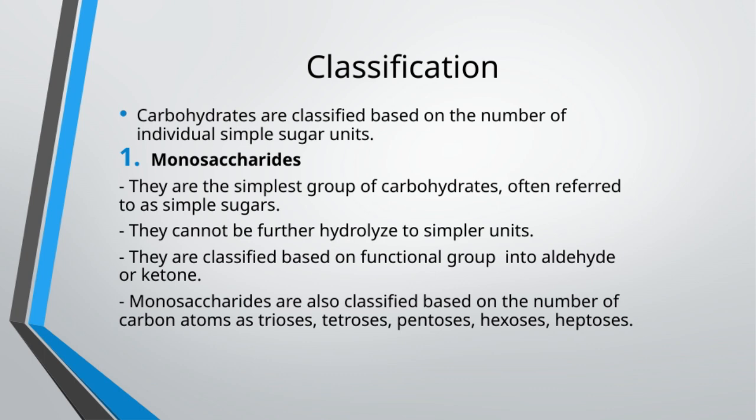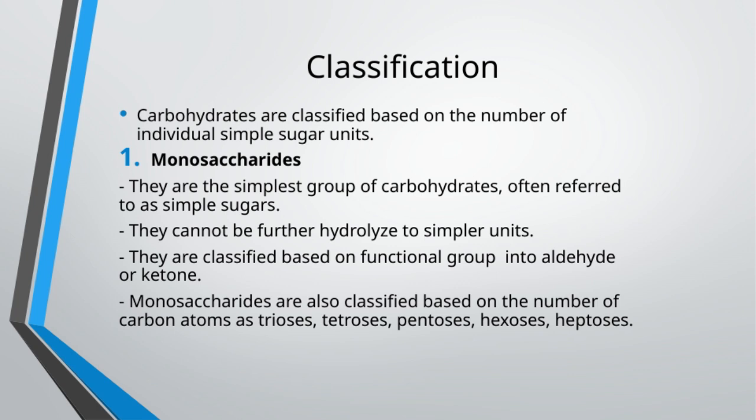When we classify monosaccharides, one key aspect is their functional group. They can have either an aldehyde group or a ketone group, which helps us distinguish between different types of sugars. For example, if the carbonyl group is at the end of the molecule, it's an aldehyde, whereas if it's within the structure, it's a ketone.